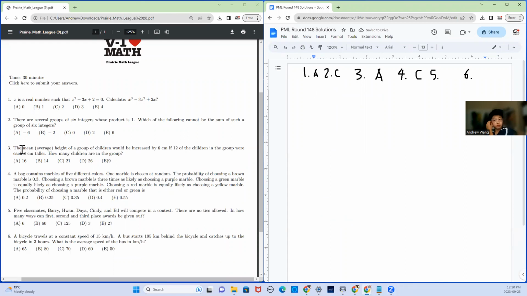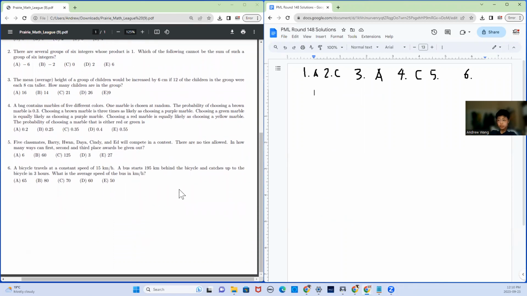Let's move on to question 5. 5 classmates, Barry, Juan, Daya, Cindy, and Ed, will compete in a contest. There are no ties allowed. In how many ways can first, second, and third place awards be given out?